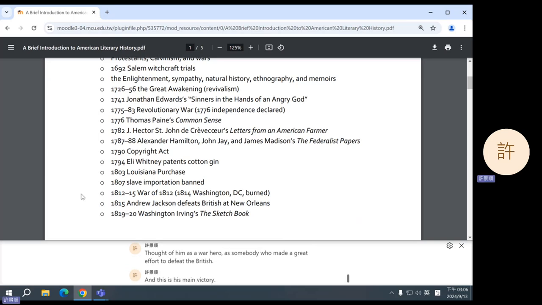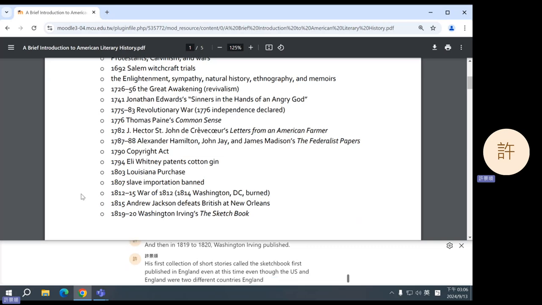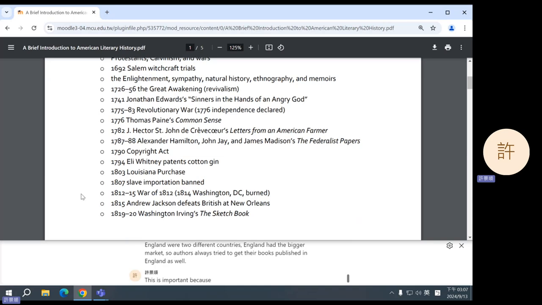And then in 1819 to 1820, Washington Irving published his first collection of short stories called The Sketchbook, first published in England. Even at this time, even though the U.S. and England were two different countries, England had the bigger market. So authors always tried to get their books published in England as well. This is important because Washington Irving is often considered the first great American author. He's not just writing about history or culture, he's actually writing fiction.